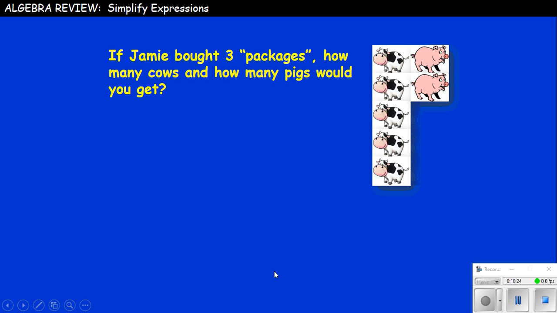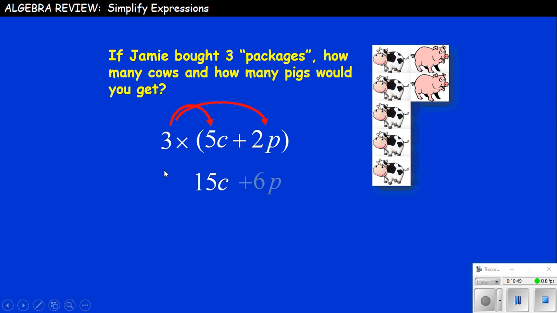We represent this in math without all the pictures. We write this. Here's the package, 5 cows plus 2 pigs. And she's going to buy 3 of them. It's 3 times this. We show this by saying we're not going to add 5c and 2p. They're not like terms. But each one is going to get multiplied by 3 in what we call distribution. 3 times 5 cows gives us 15 cows, and 3 times 2 pigs gives us 6 pigs. So we distribute the 3 to each of these terms. And we get 15c plus 6p.